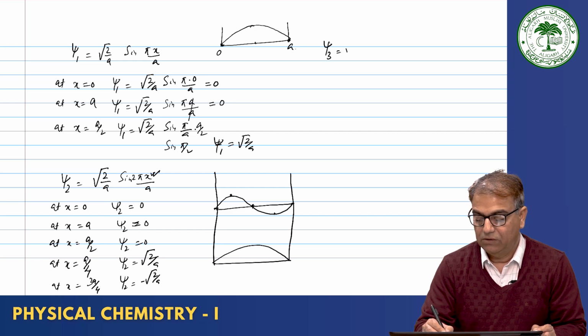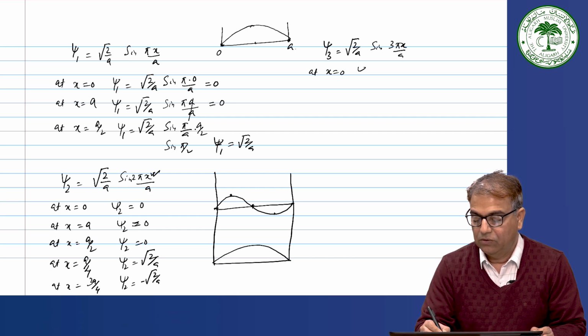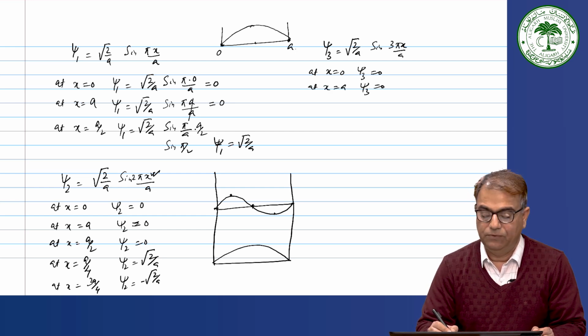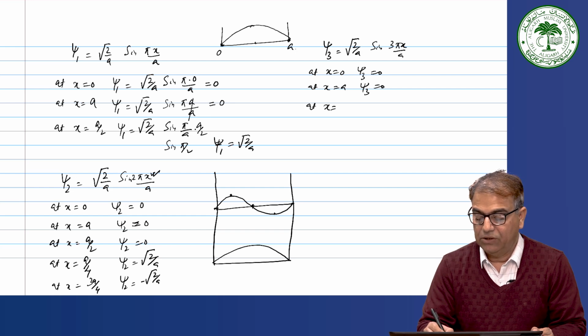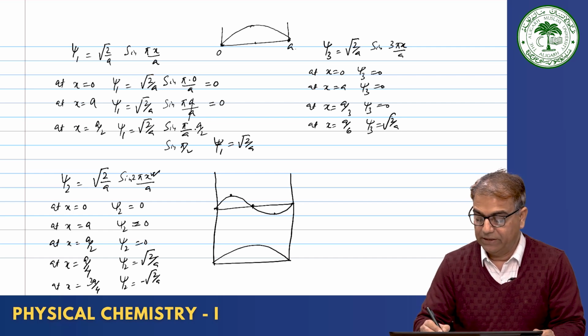Okay. First, let us try another function, psi 3, and psi 3 is what? Root 2 by a sin 3 pi x upon a. If you find out the values here, at x equal to 0, psi 3 will be 0. At x equal to a, psi 3 will be 0. At x equal to a by 3, psi 3 will be 0. And at x equal to a by 6, psi 3 will be root 2 by a. The rest of the values you can calculate.